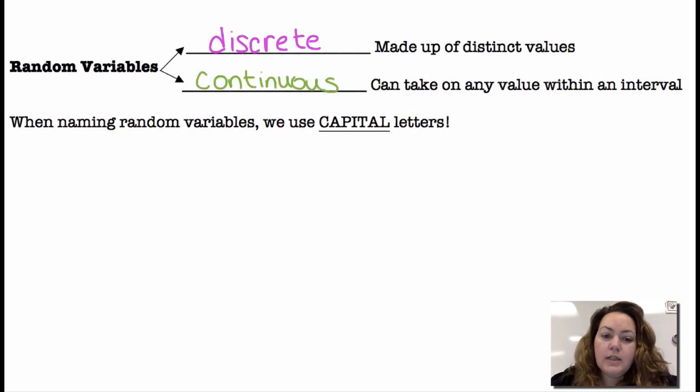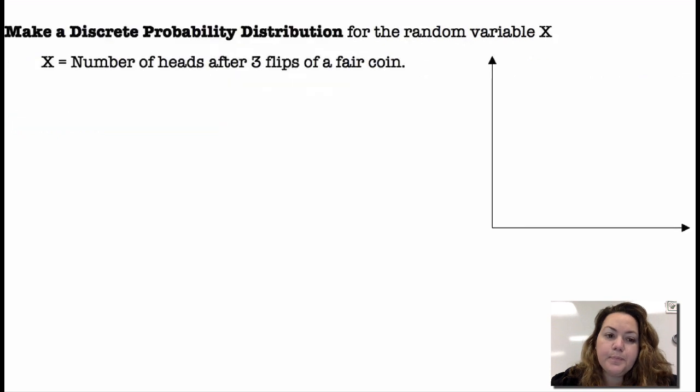And then there are continuous random variables. They can take on any value within an interval. So they could be 1, 1.00001, 1.0002, and so on. It could be any value. When naming random variables, we typically use capital letters, all right?